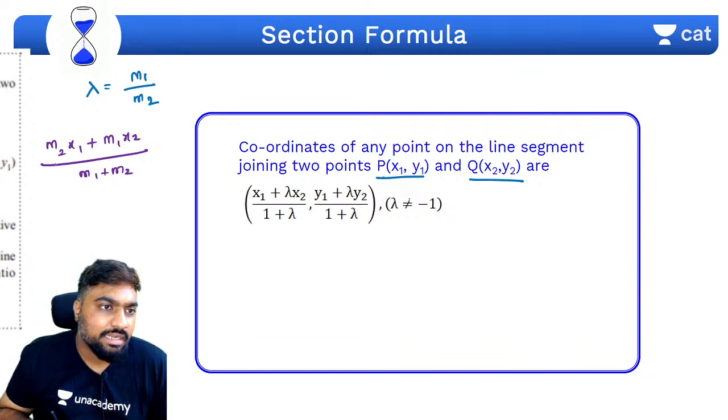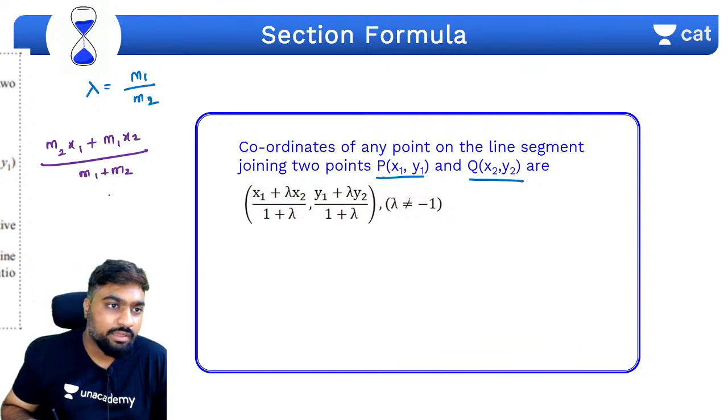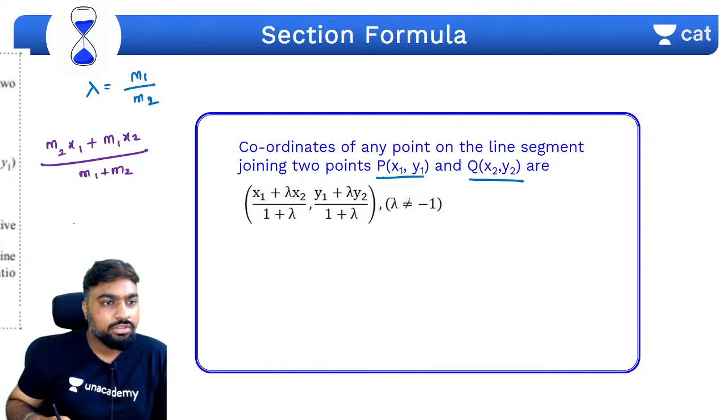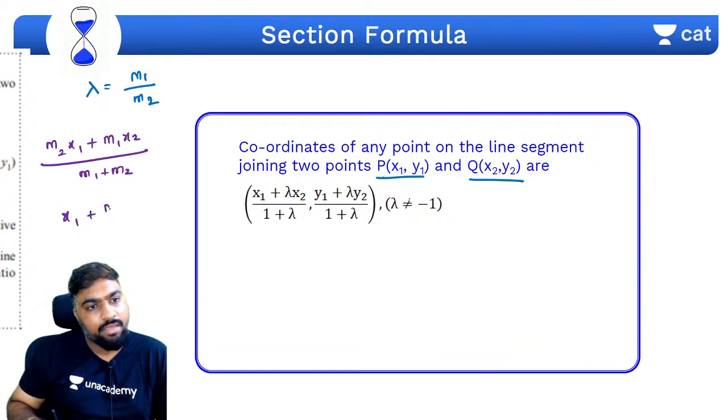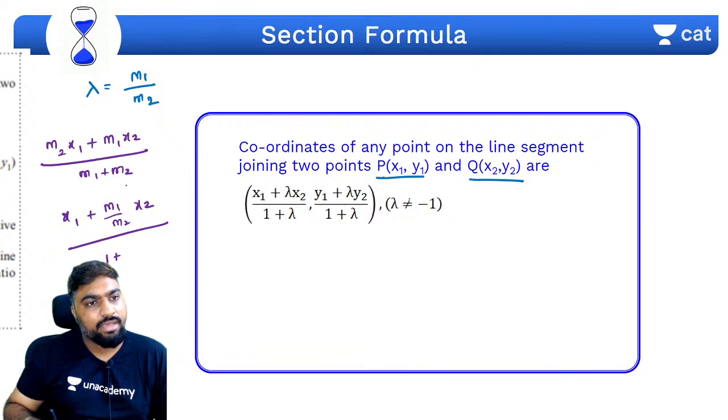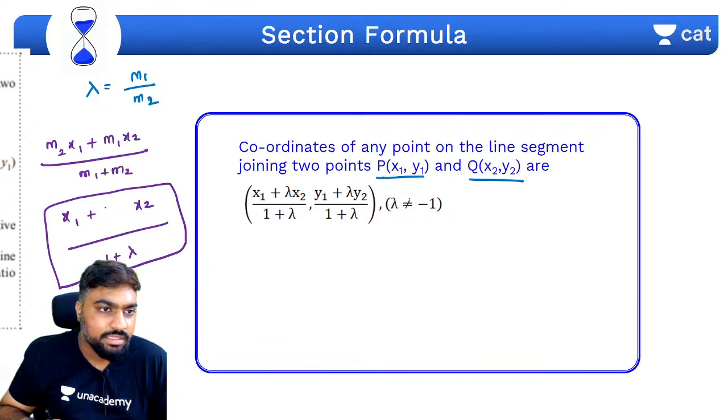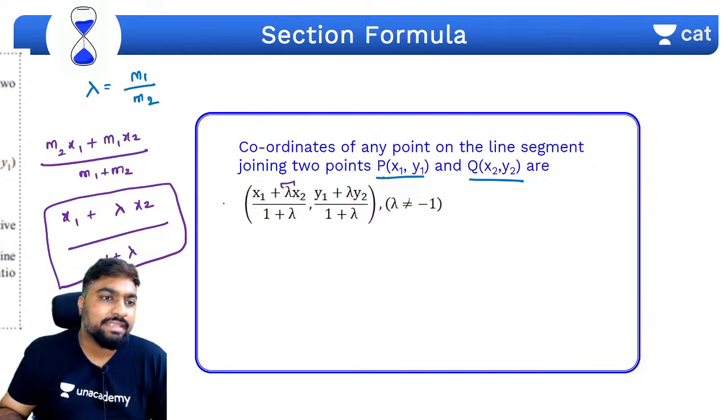Divide the numerator and the denominator by m2. तो क्या हो जाएगा? If I divide this by m2, m2 cancels, x1 plus m1 by m2 times x2 by 1 plus m1 by m2, which is lambda. ये हो गया आपका x coordinate. Are you able to understand this? m1 by m2 is nothing but your lambda. ठीक है? This makes it simple.